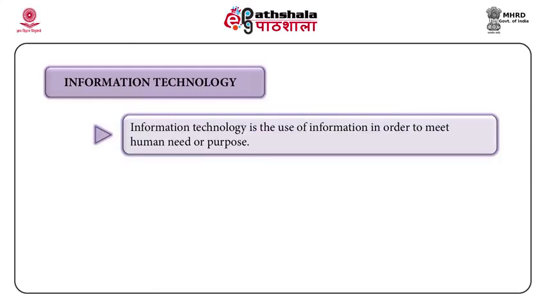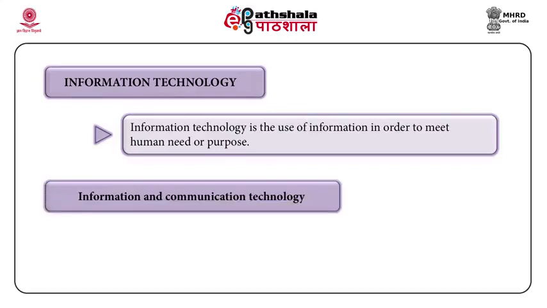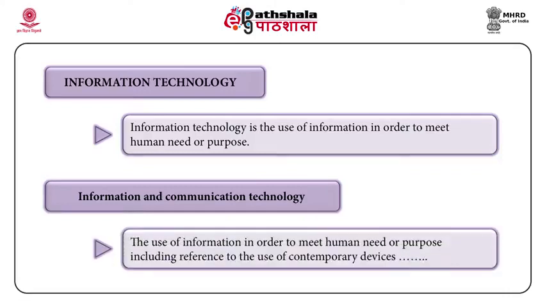Let us see some definitions of information and communication technology. ICT, that is the abbreviation of information and communication technology, is that technology which uses information to meet human need or purpose, including reference to the use of contemporary devices. Here it emphasizes the use of contemporary devices, because ICT is not restricted to the technology available today. Every day newer technologies are coming up, and even in future we will have newer technologies.